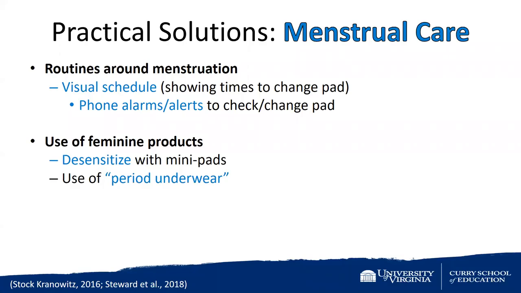Use of feminine products, similar to the razor, involves the idea of desensitization. So getting the individual used to the idea of wearing a pad. They make mini pads or underwear liners, and it may be helpful to use those prior to a period actually happening, to get your teenager used to the idea of wearing that, because it is a sensory experience. It certainly is a different feeling than they've probably ever felt before.